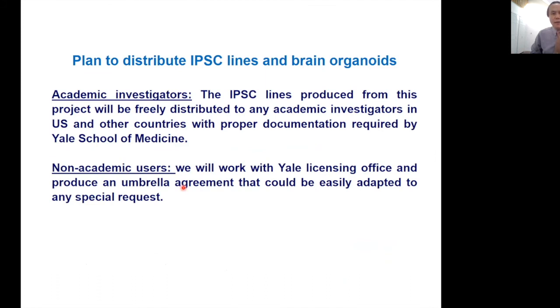So again, the final plan is basically for these lines, once generated, any researcher in any part of the country or in the world, if they are working on Angelman, we'll be happy to give them for free, as long as they sign some kind of paperwork agreement with Yale. For non-academic users, such as companies, laboratories, and pharmaceutical companies, if they are also working on Angelman and want to access the cells, we just developed an easy agreement with Yale. We will be delivering this to them too.